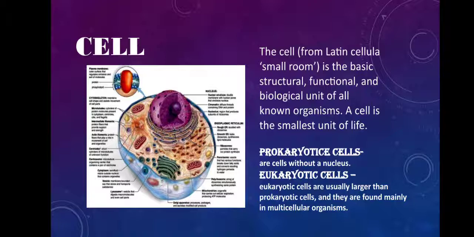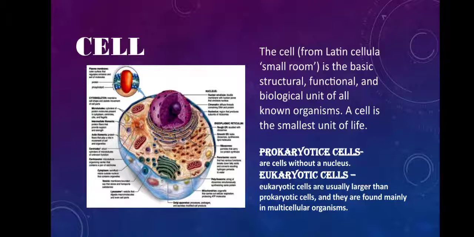There are two types of cell. The first one is the prokaryotic cell. Prokaryotic cells are cells without a nucleus. The DNA in prokaryotic cells is in the cytoplasm rather than enclosed within a nuclear membrane. Prokaryotic cells are found in single-celled organisms such as bacteria.